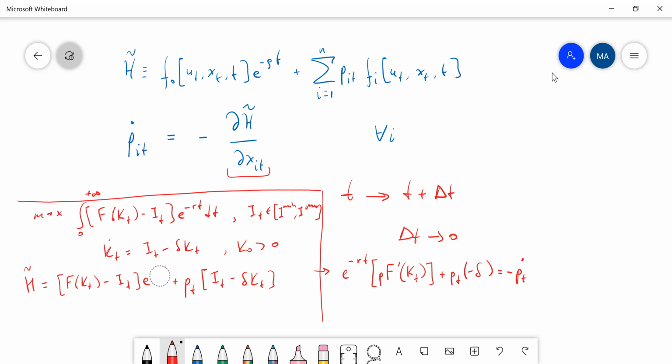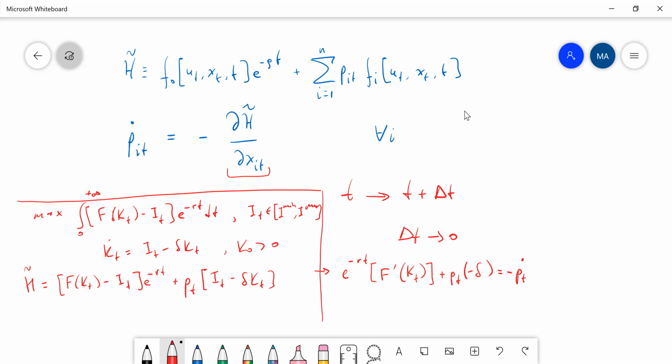FKT. Let me also correct this. Okay. So I have F prime KT here and PT delta, and minus this should be equal to P dot T. Okay. So what do I learn from here?